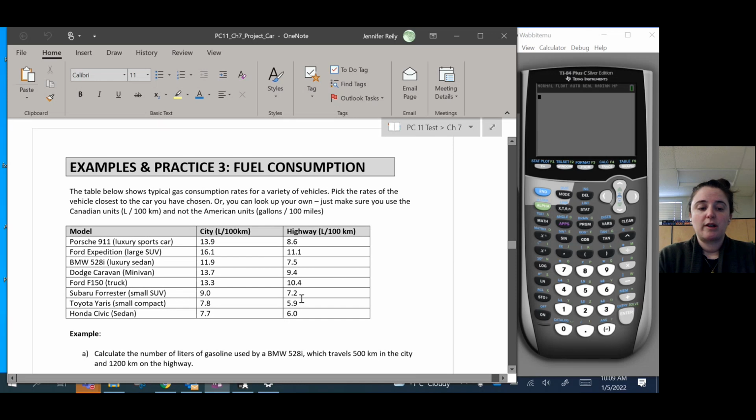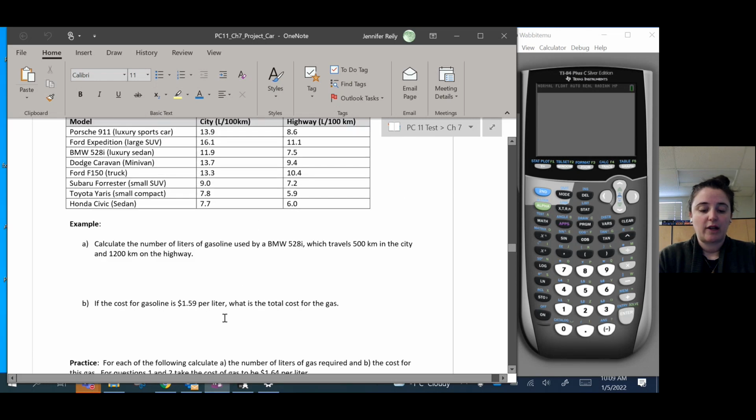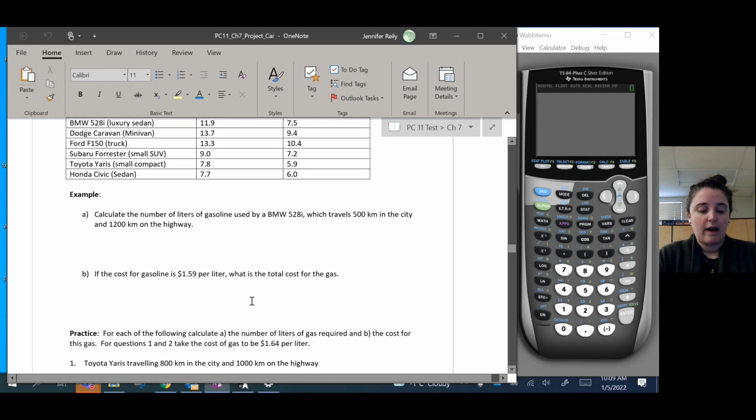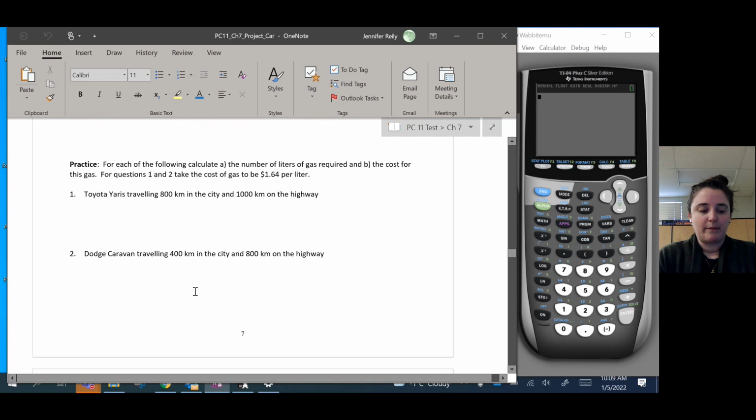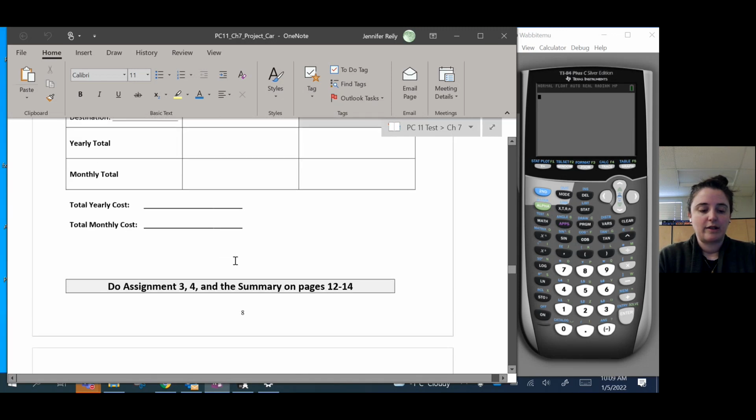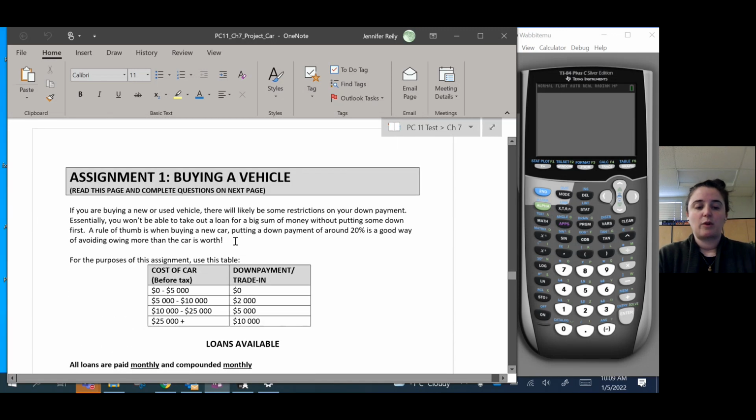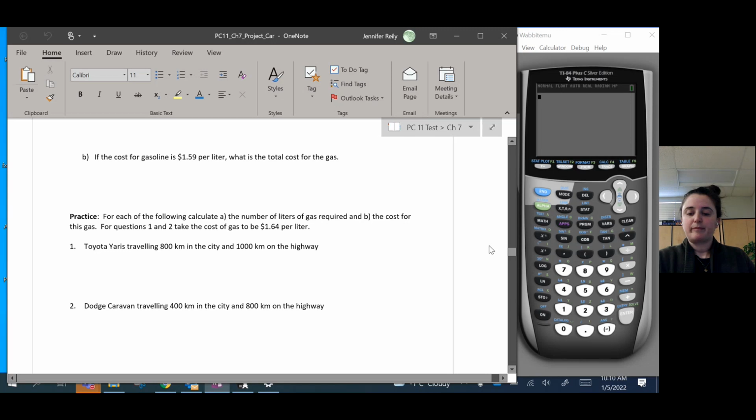And then fuel consumption, we looked up real numbers for a variety of different cars, and then used accurate prices for gas as of today. And so there's some examples like you see again here, another example. And then this is where you actually have to do the project starting on page 10. So I'll explain this more after I do the examples.